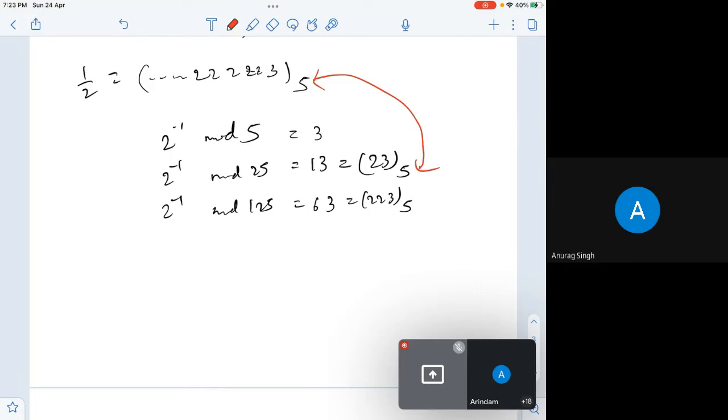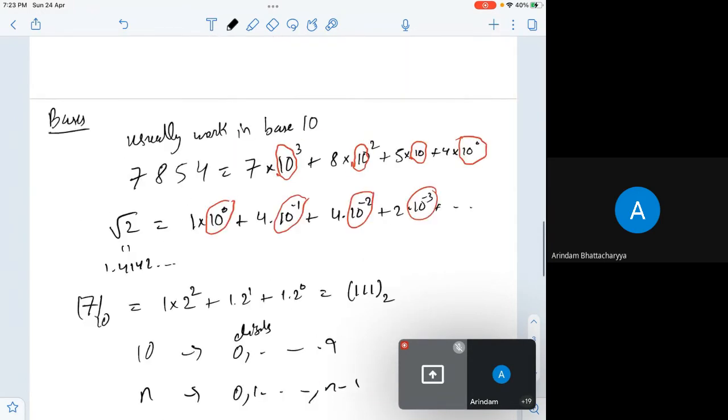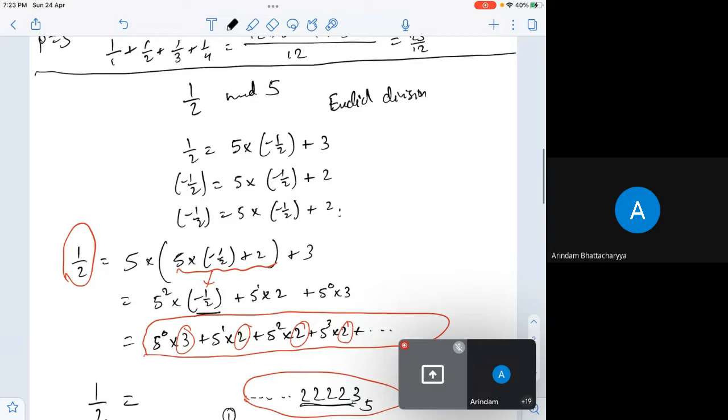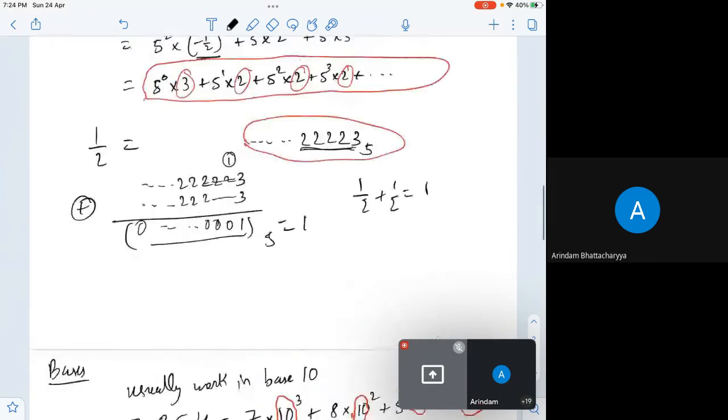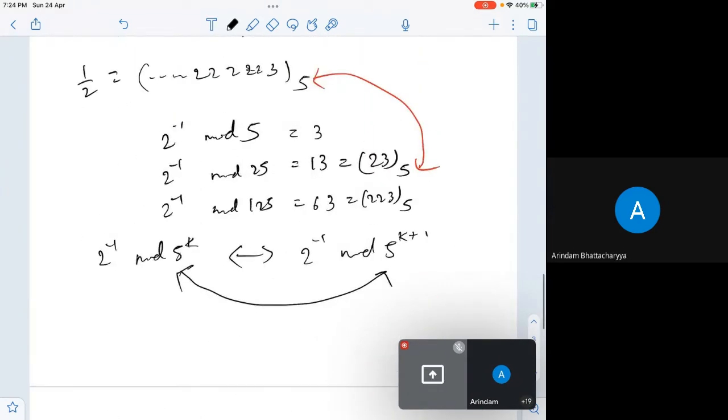We simply notice that 2 inverse mod 5 to the power k, you want to know 2 inverse mod 5 to the power k plus 1. That will be your induction. And you have to show that the way you go from here to here, the same thing happens. So the numbers you get are the same numbers at the kth step of this process. That's what you'll have to show for the proof to work out, right?